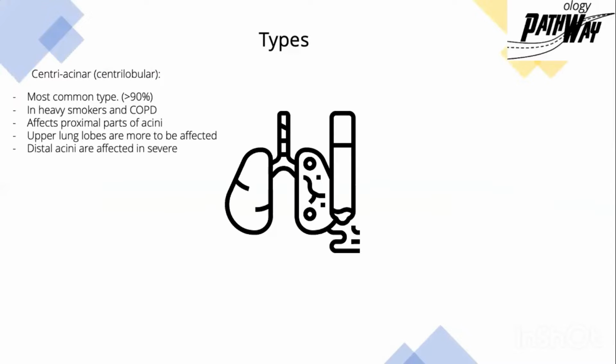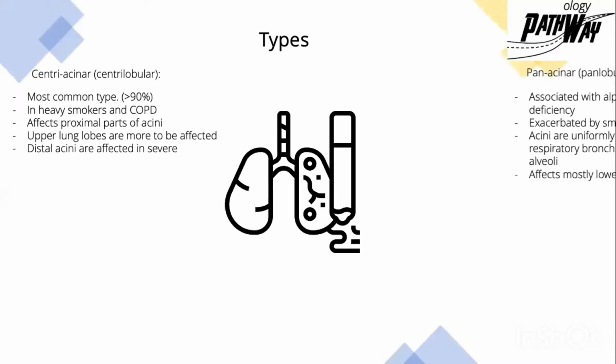The first one is the centri-acinar or centri-lobular, and this is the most common type, and it happens in heavy smokers and COPD. This is like a chronic injury that will happen with time and leads to the centri-acinar emphysema. It affects proximal parts of acini, and it happens mostly in the upper lobes of the lung. And distal acini are affected in severe cases.